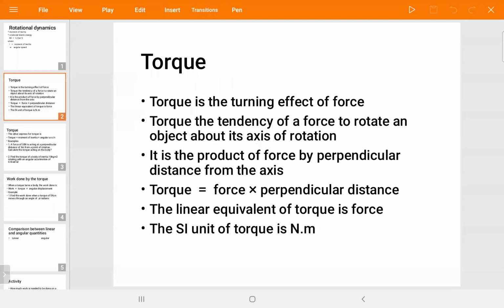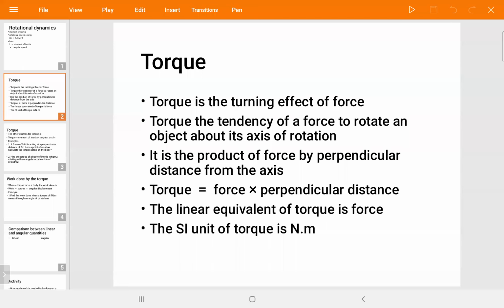And today we are going to see the third quantity, which is torque. As you know, torque is the turning effect of force. A force can have a rotation effect, and this rotation effect of force is simply called torque. Torque is the tendency of a force to rotate an object about the axis of rotation. When a force is applied on a certain part of an object, and if the object is able to rotate, then the rotation effect of the force is simply called torque. So torque simply is the turning effect of force.